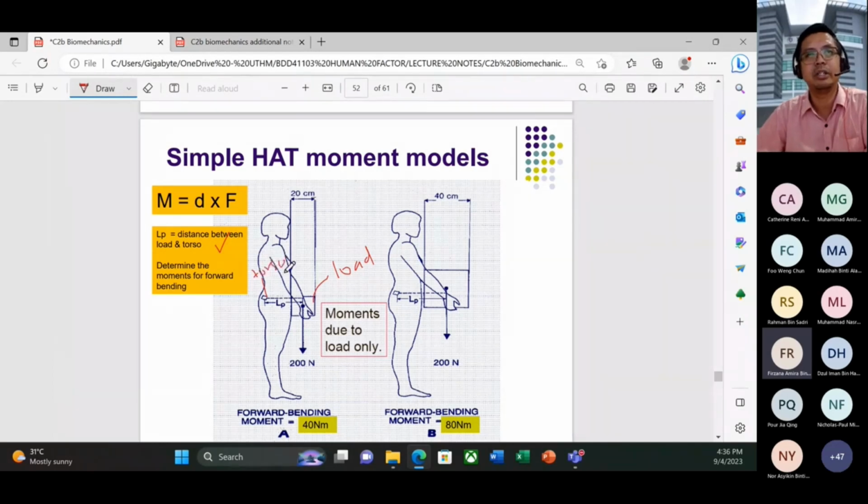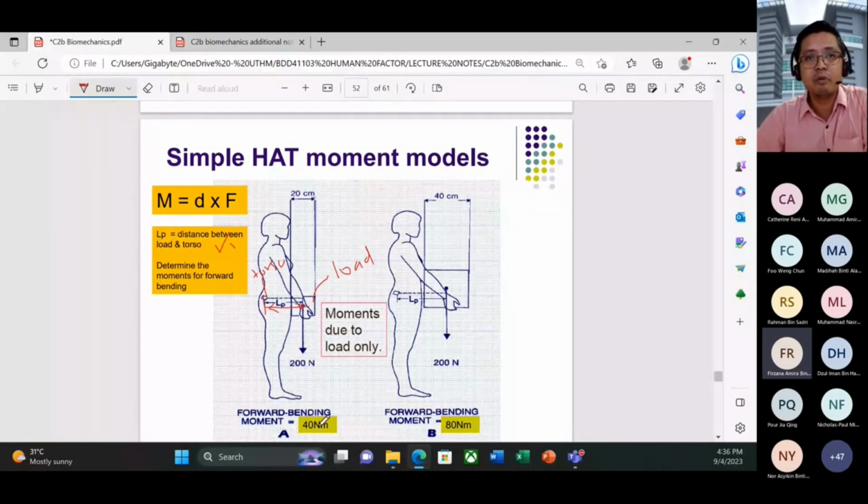Example, and this is a simple calculation. They give you LP. LP stands for the distance from the load, from here to the center of the load here, from the load to the torso. Okay, and then they give you 200 Newton. Let's see how we calculate the moment from our simple calculation here.